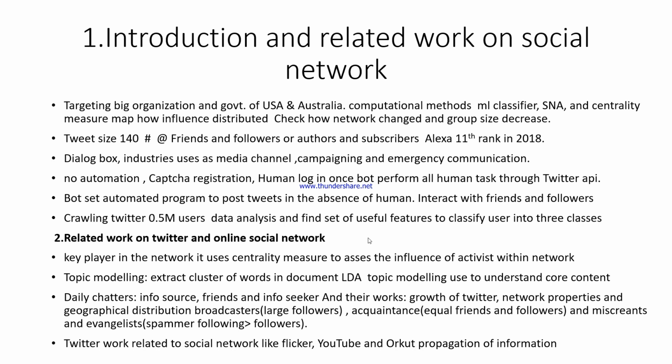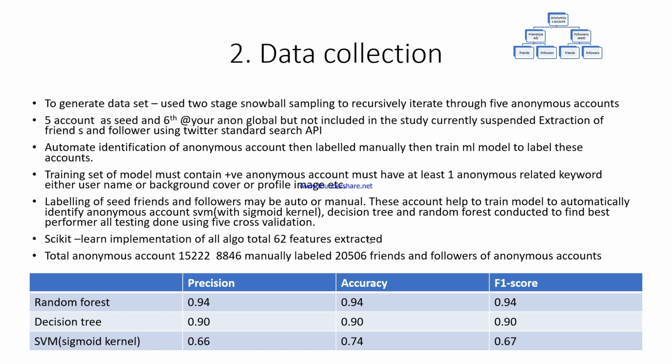They are divided into three parts. The broadcasters have a large number of followers. Acquaintances have an equal number of friends and followers. And the third type of people are the mutescreens and evangelists, also called spammers. They have a larger number of following than followers. Twitter's work is related to other social networks like Flickr, YouTube and Orkut.